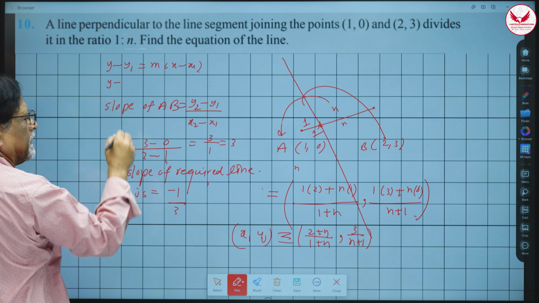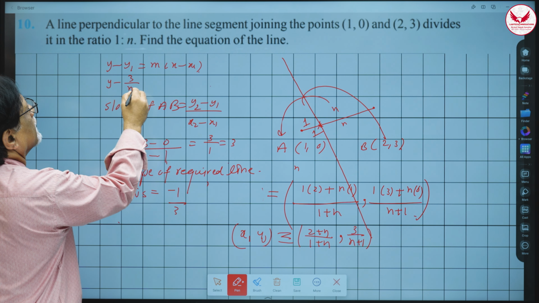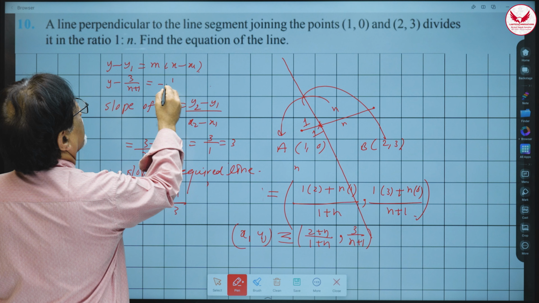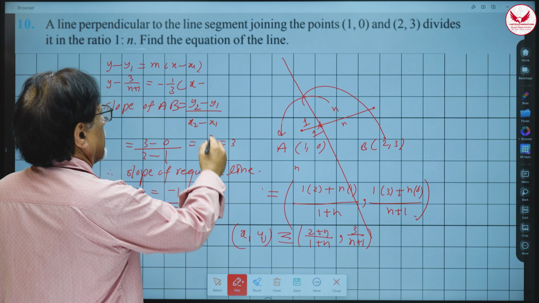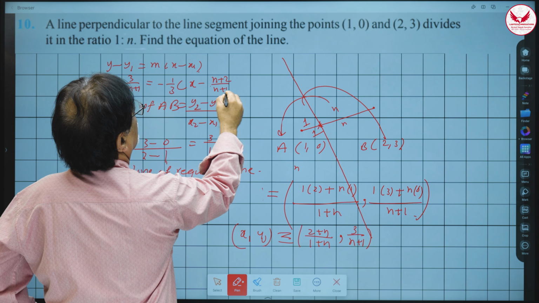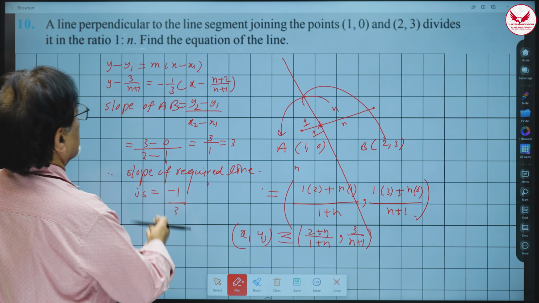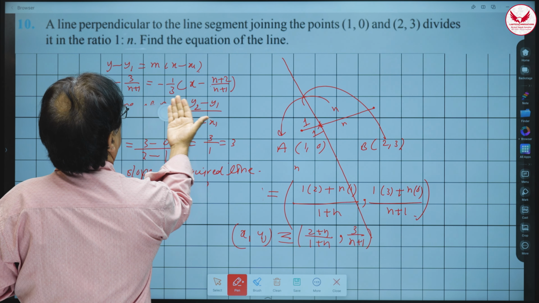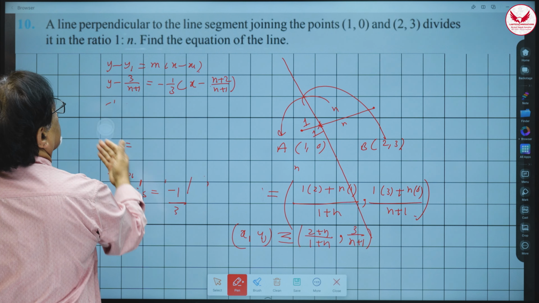So y minus y1, y1 is 3 upon n plus 1. Slope is minus 1/3 and x minus n plus 2 upon n plus 1. Correct? So this is what the equation is. Of course, it is begging for simplification. So let us do that.